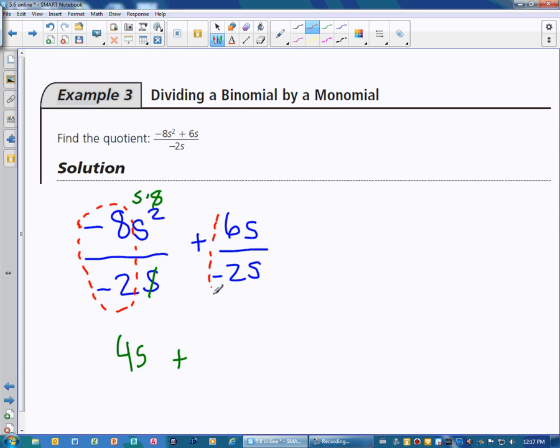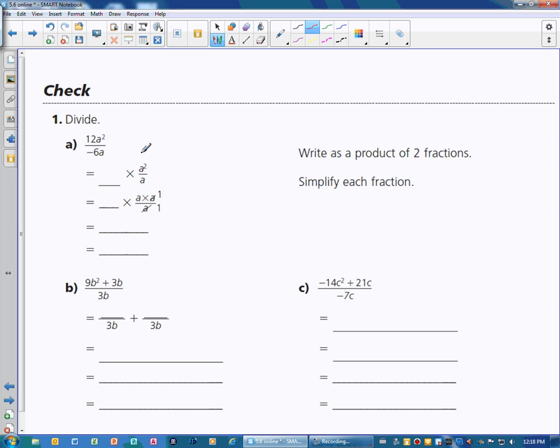Here I have 6 divided by negative 2 is negative 3. This s cancels that s, so I've got no s's. So my answer could be 4s plus negative 3, but it would be better to write 4s minus 3 instead of writing plus and negative. So see if you can do those yourself in the check, and then yeah, we're done after that part. Okay, so try these 3 questions and then come back.